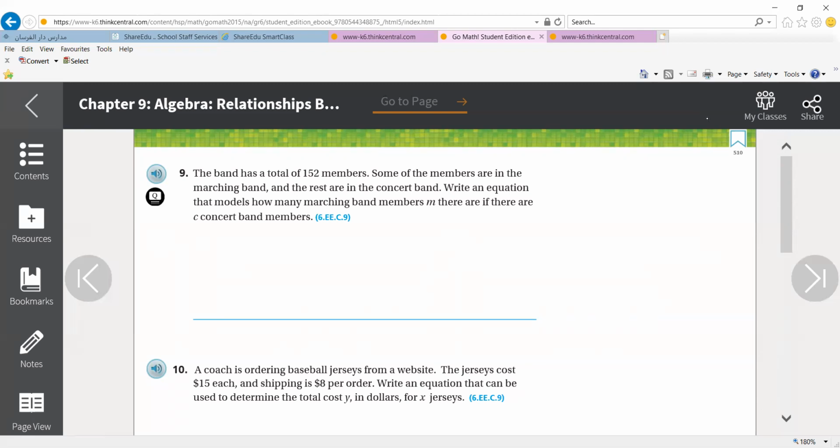The band has a total of 152 members. Some of the members are in the marching band, and the rest are in the concert band. Write the equation that models how many marching band members there are if there are C concert band members.